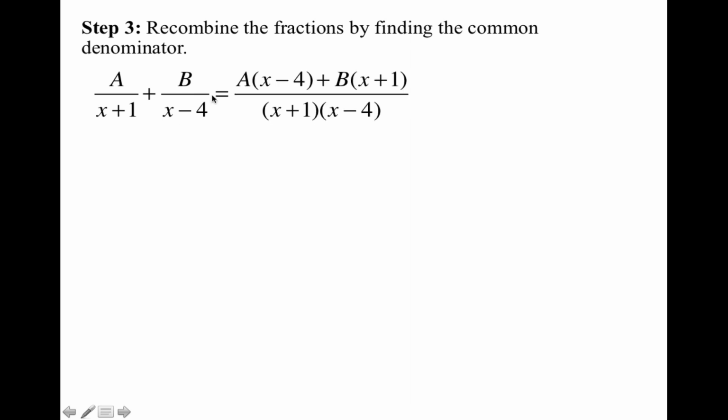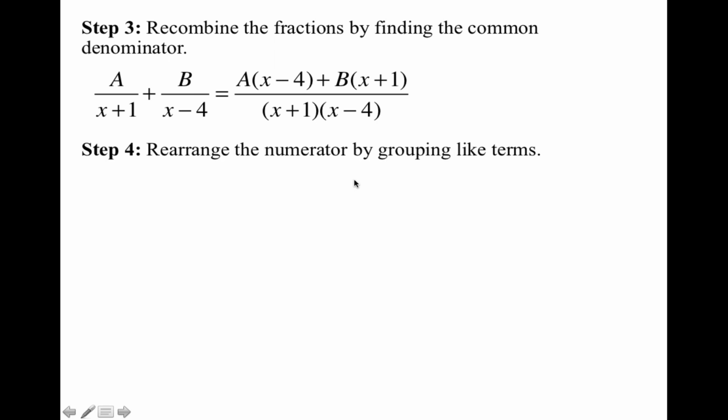Step 3, we are now going to recombine the fractions by finding the common denominator. So I'm going to take these two separate fractions, just with an a and a b on top, and I'm going to find a common denominator, which is the x plus 1 times the x minus 4. So I'm going to multiply a by x minus 4, b by x plus 1.